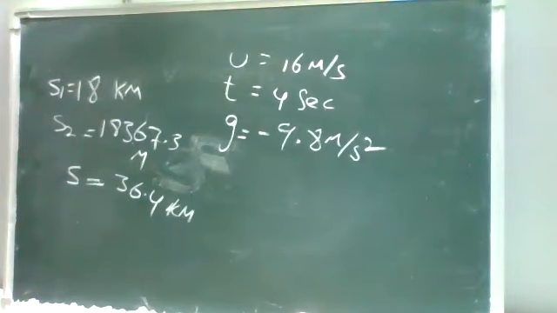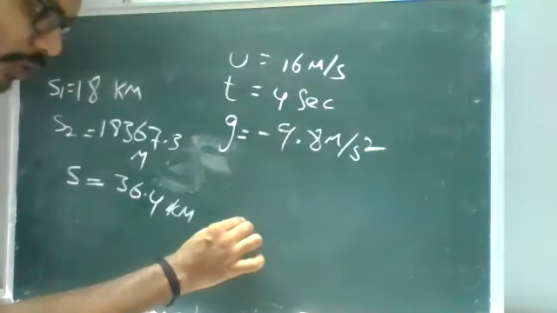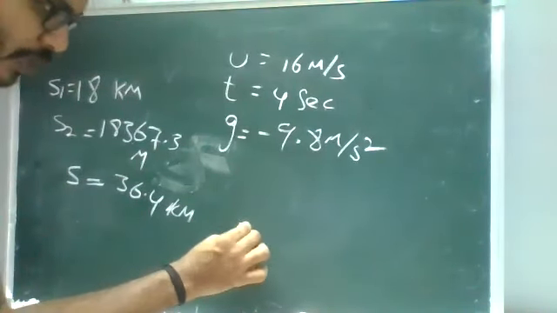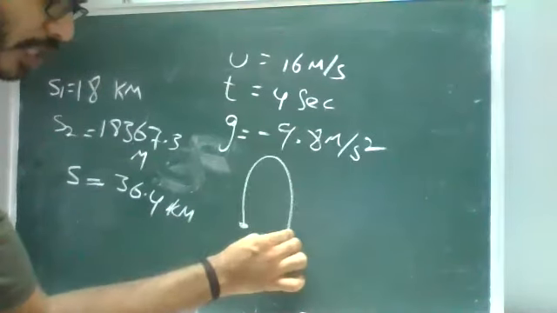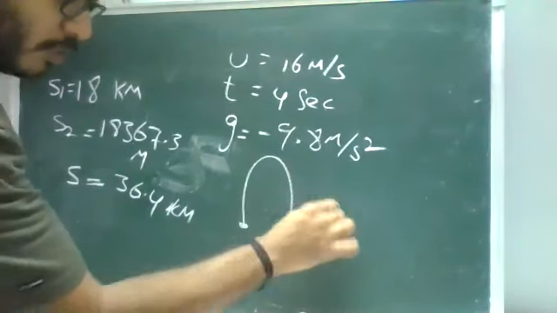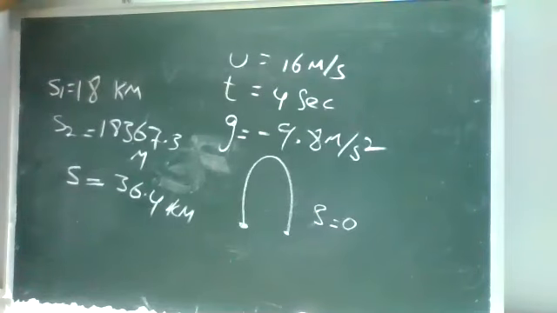The relation is S equal to ut plus half gt square, but it is minus g here. So S is equal to ut minus half gt square. But remember one more thing. In the first question, we discussed an object starting from one point and returning back to the same point, so the displacement S is equal to 0.